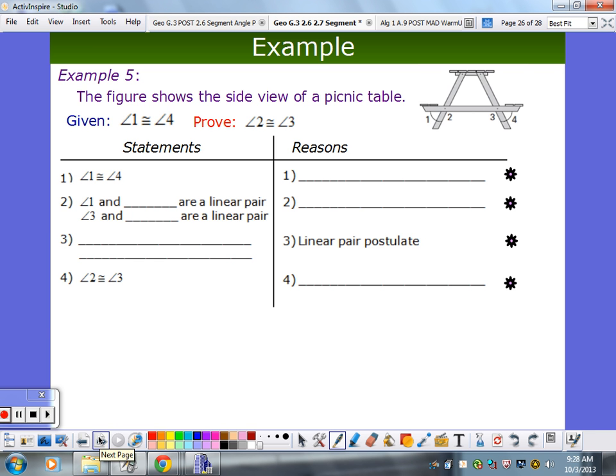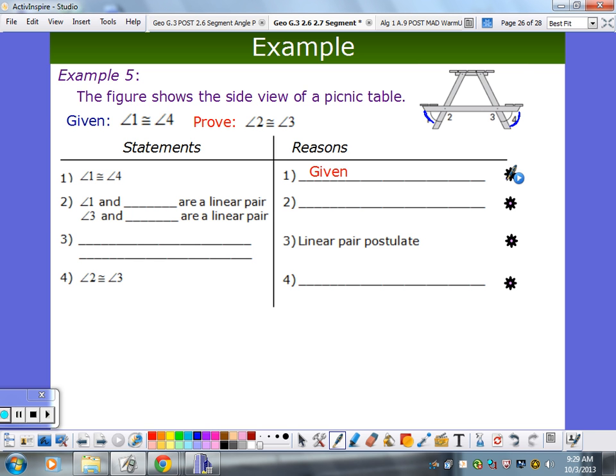Oh, picnic table. The figure shows the side view of a picnic table. Angle 1 is congruent to angle 4. Prove that 2 is congruent to 3. So in your minds, can we prove that? So we kind of see what's going on. What is congruent to 4 is my given. Angle 1 and which angle are a linear pair?